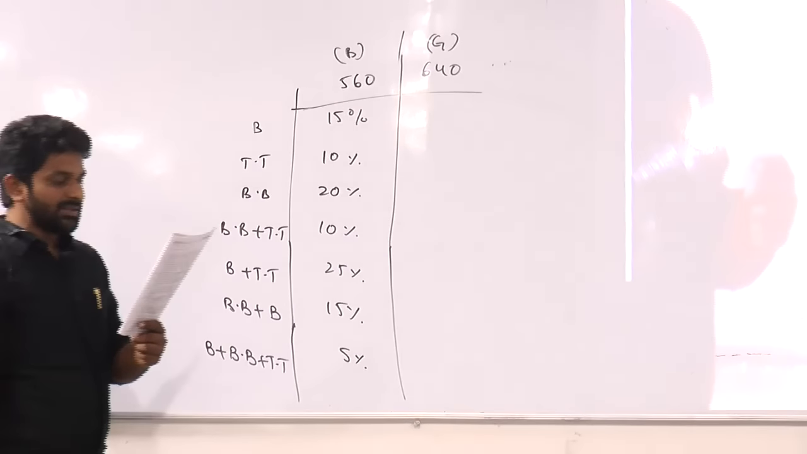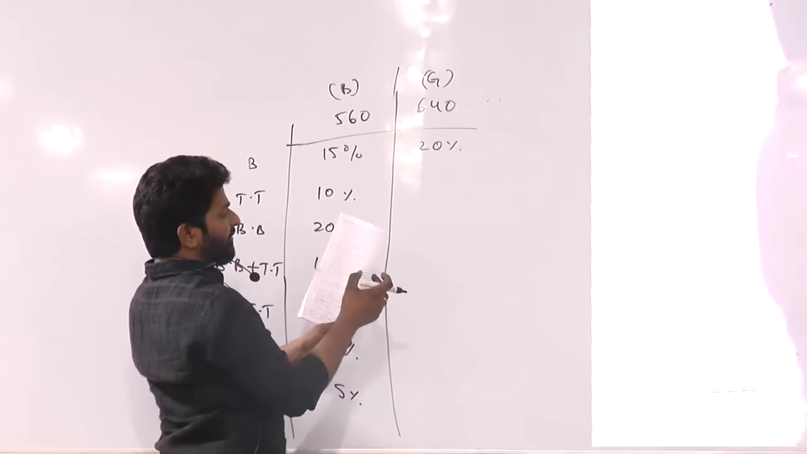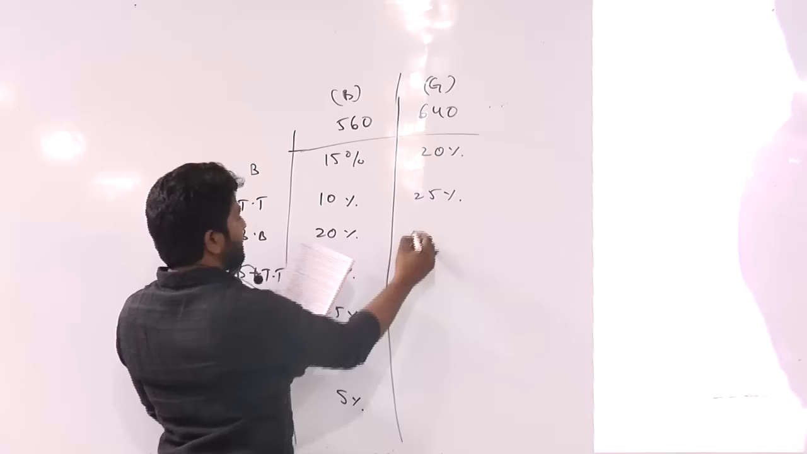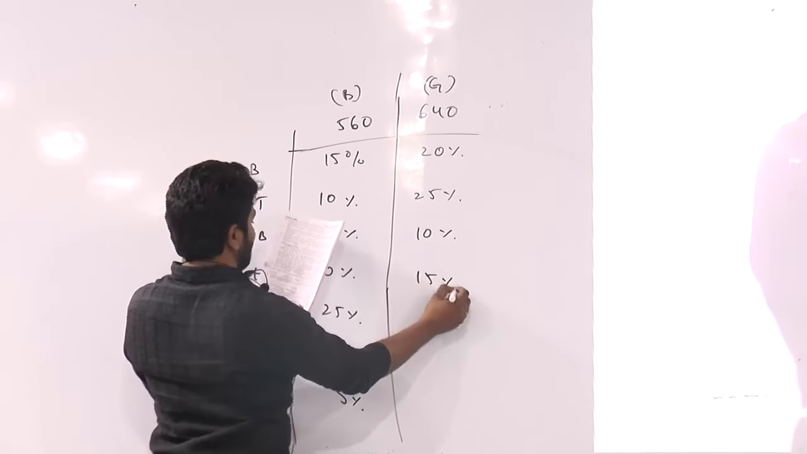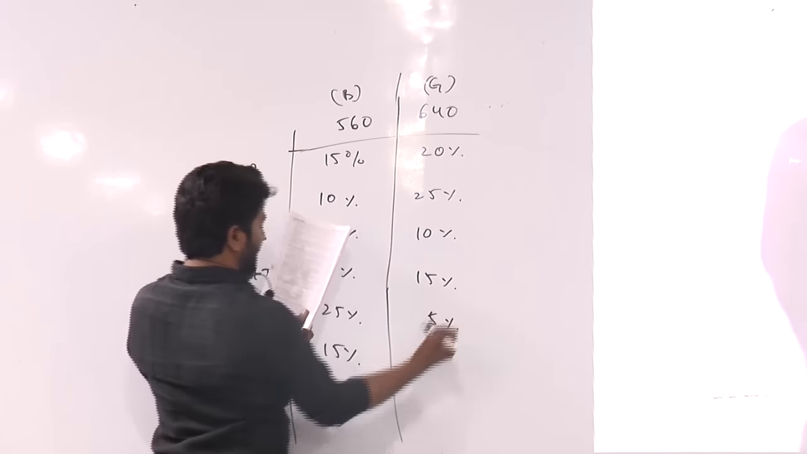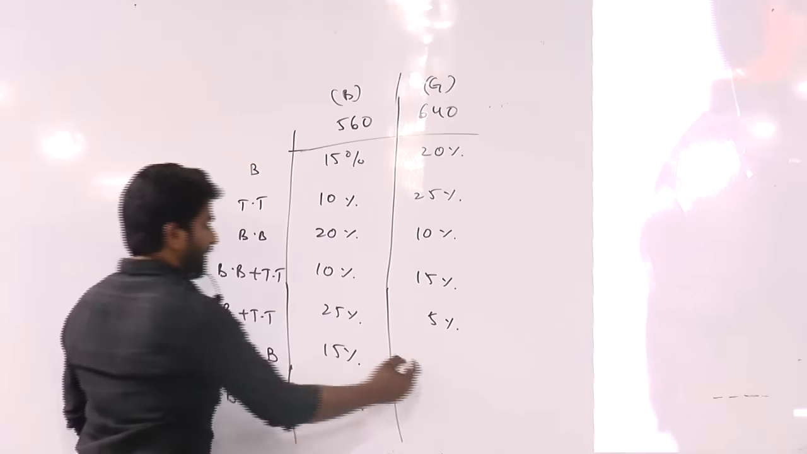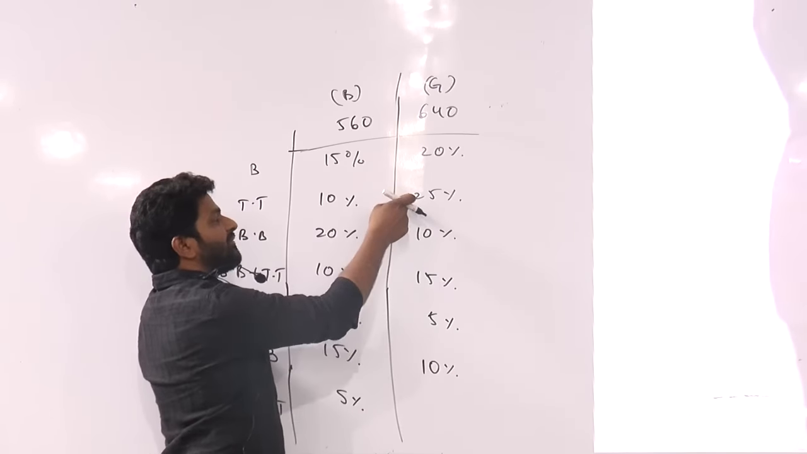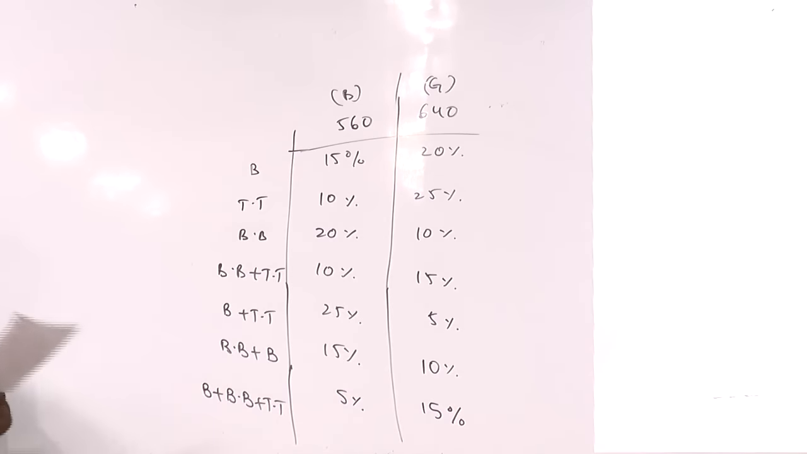Out of girls, 20% play only badminton. Next, 25% play only table tennis. 10% play basketball. 15% basketball and table tennis. 5% play badminton, table tennis. 10% play basketball and then badminton. Remaining will be, all 15, 30, 40, 65, 85. Remaining is 15%. Don't go for conversion, do it when it is really required.